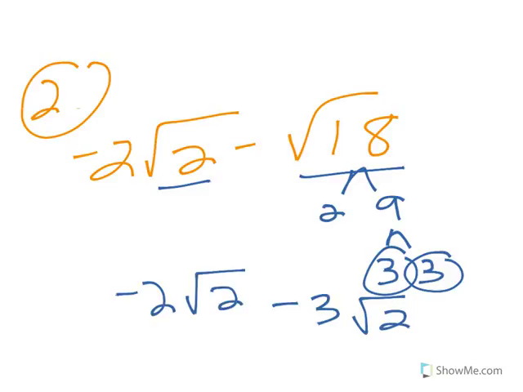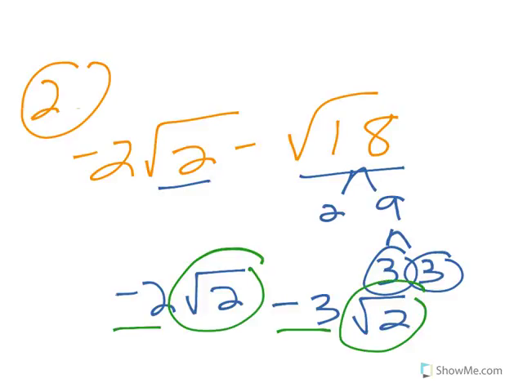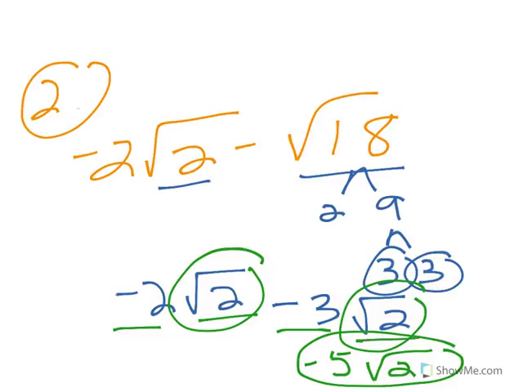So now we can combine these because they have the same radical. We can subtract these, negative 2 minus 3, that's going to give us negative 5 square roots of 2. And that will be our simplified answer, because you can only add or subtract them if they have the same radicand. If they don't have the same radicand, you cannot add or subtract them. That's why we had to do this factor tree.